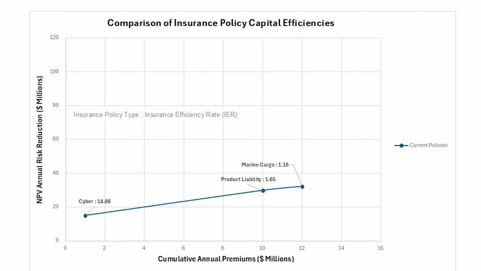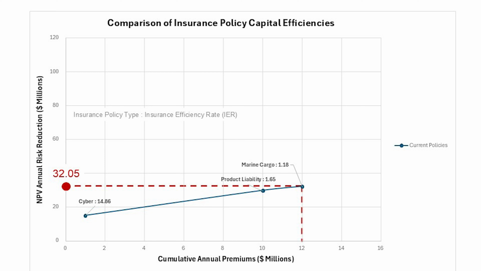For the current portfolio of policies, the cyber policy has the highest insurance efficiency rate of 14.86. We then add the product liability policy, and thirdly, the marine cargo policy. The budget for the three policies is $12 million, and the reduction in expected risk liability from the three policies is about $32 million as measured in net present value gains.